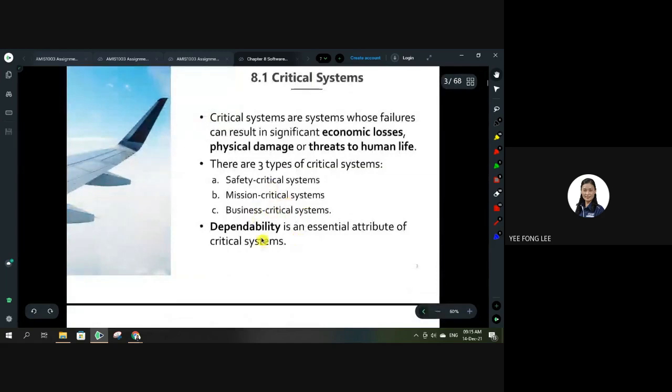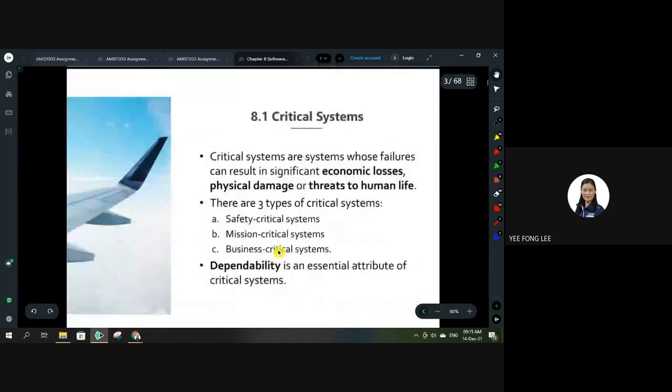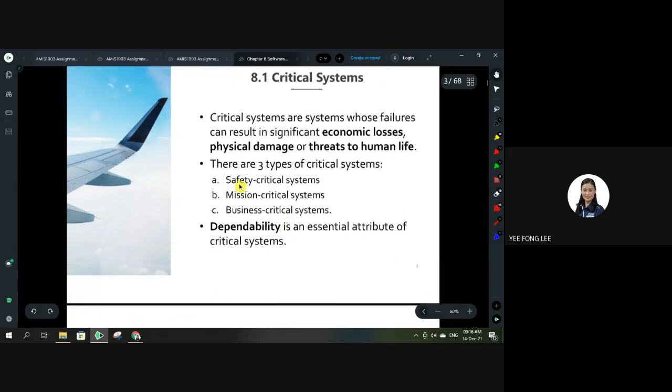So this one, critical system. A critical system that fails might lead to injury or loss of life or damage to the environment. There are 3 types of critical system listed here: safety critical, mission critical, and also business critical systems. Right, so dependability is an essential attribute of critical system.